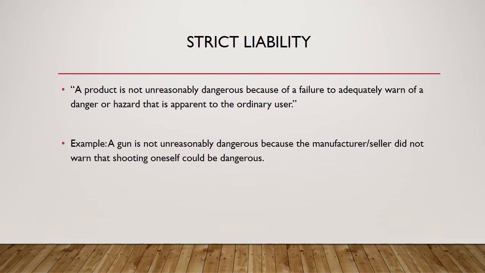Under Tennessee law, a product is not deemed unreasonably dangerous because of a failure to warn of a danger or hazard that is apparent to the ordinary user. The example is one that we just gave a few slides ago: a gun is not considered unreasonably dangerous because the manufacturer or seller did not warn the buyer that shooting oneself could be dangerous, that you could harm yourself if you shot yourself. That's a danger that is known and apparent to the ordinary user. And so the gun would not be deemed unreasonably dangerous because they didn't explicitly say there's a hazard here that you could shoot yourself and harm yourself.